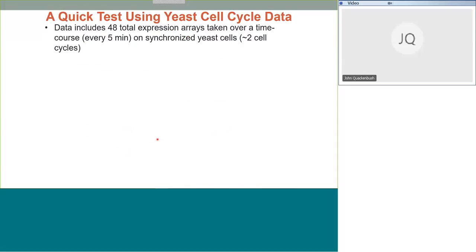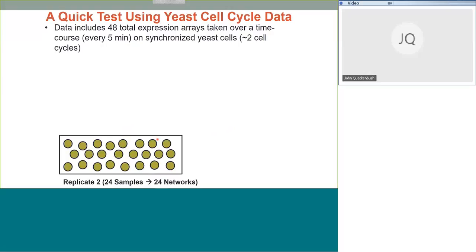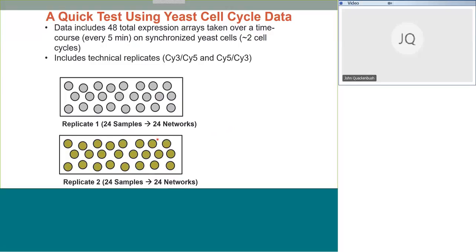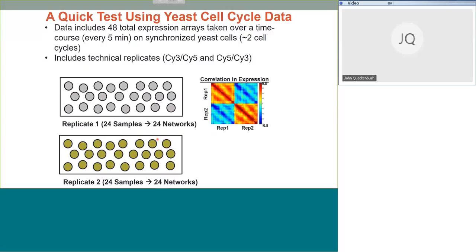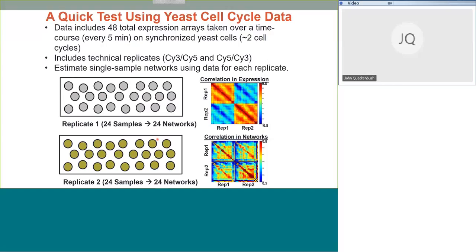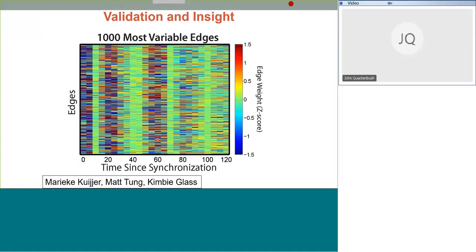So we wanted to test this, and in the paper that we have on the archive about this method, we actually took yeast cell cycle data. This is the Paul Spellman data, and we estimated individual sample networks for each one of the two replicates. We all know the gene expression data is correlated, but when we looked at the individual edge weights, what we saw was that between the two replicates, the edge weights were also correlated. If we took those two replicates and put them time point by time point next to each other, what we could start to see is what we'd hope to see, that the edge weights vary over time.